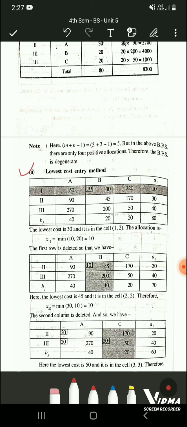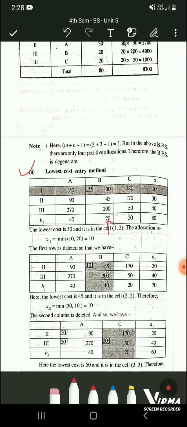Now we'll see the next method, that is matrix minima method or low cost entry method. In this you have to check the value in the cost matrix whichever is minimum. So you can see here 30 is the lowest cost value, so you have to make allocation to that cell.